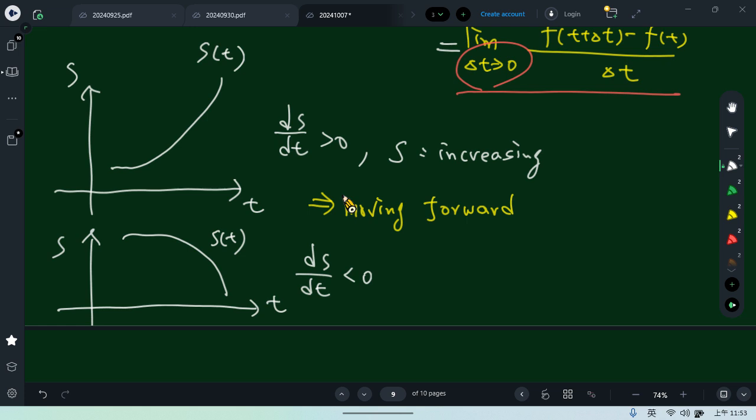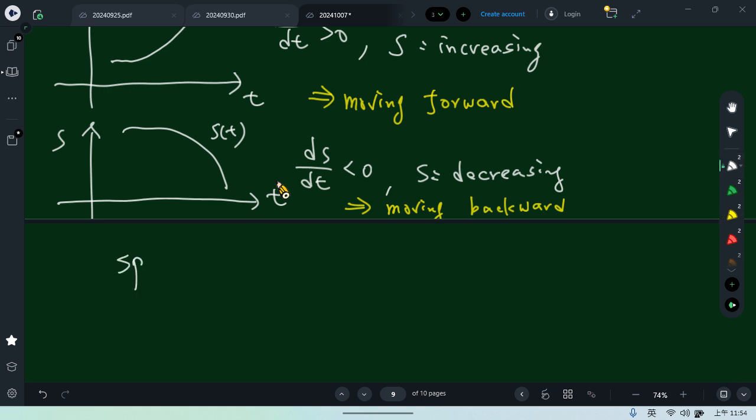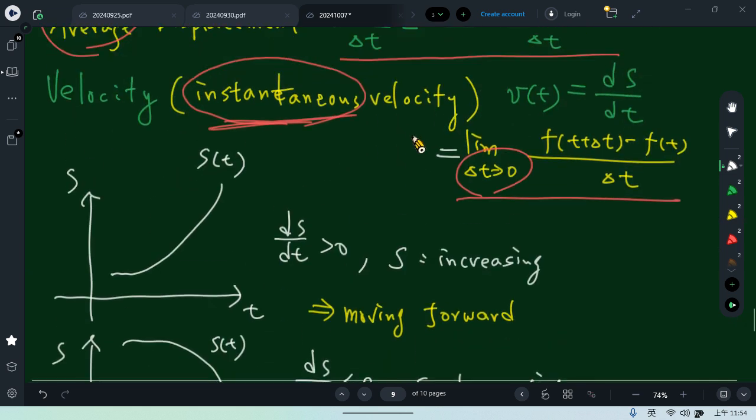When we just differentiate, then S will be decreasing. Then we will say this is moving backward. But normally when we just talk about speed, we don't care about its direction. So for speed, we will define it as Vt, taking its absolute value, then we will say it's ds over dt. So this is another example.